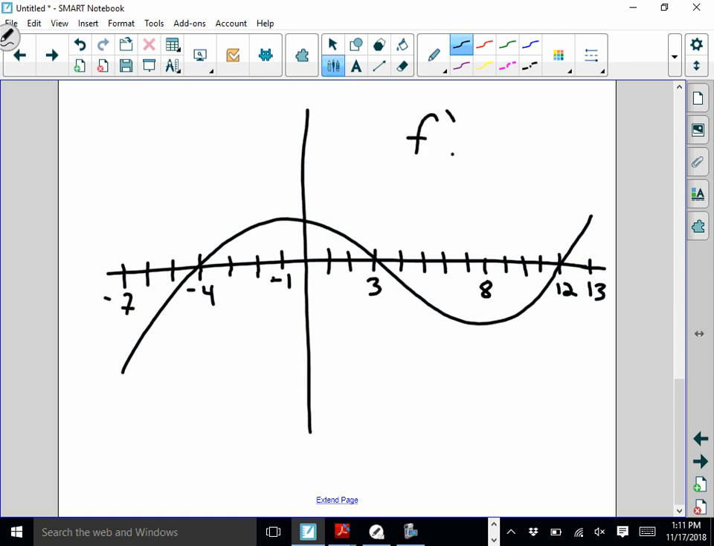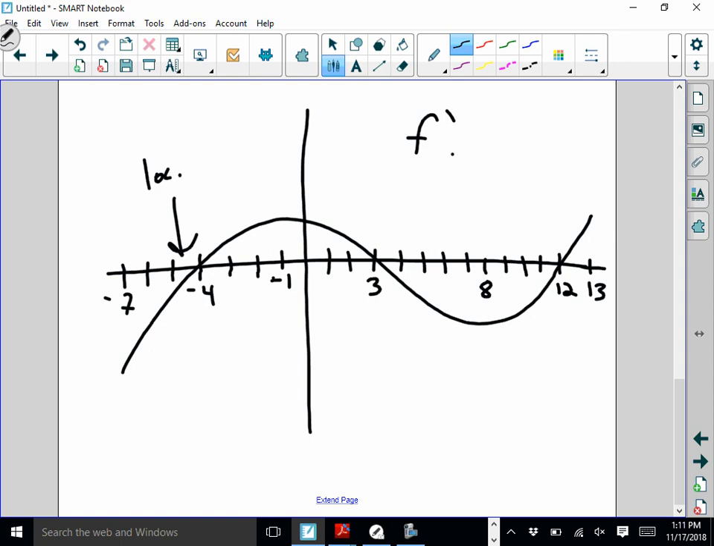Right away, what are my critical points of f? Well, by definition, critical points are when f prime equals 0. When does this graph equal 0? Well, we see -4, we see 3, and we see 12. What types of critical points are those? Well, at -4, f prime switches from minus to plus. That's a min. We should be able to look at this right away and say that's a local min.